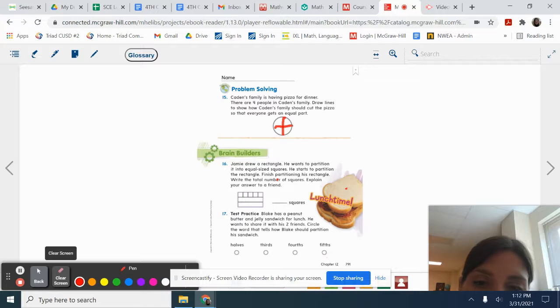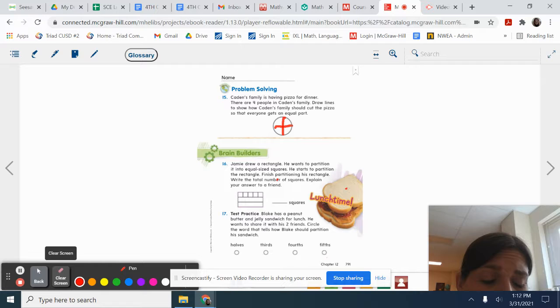Number 16. Jamie drew a rectangle. He wants to partition it into equal sized squares. He starts to partition the rectangle. Finish partitioning his rectangle. Write the total number of squares. Explain your answer to a friend.